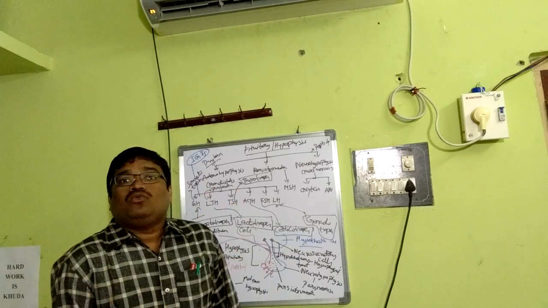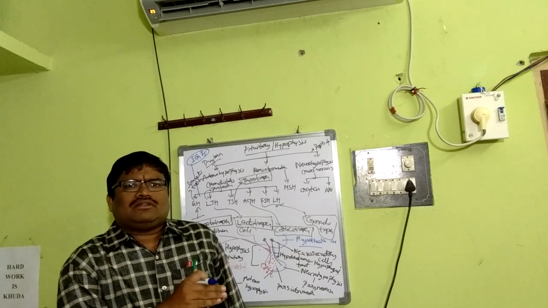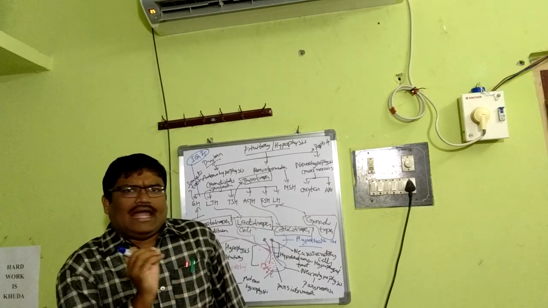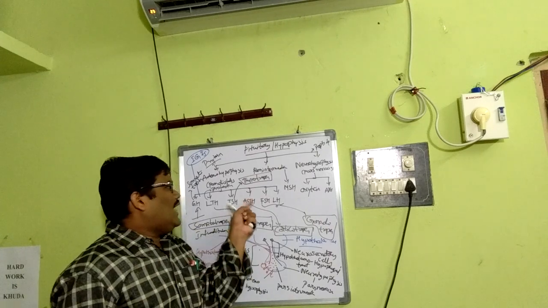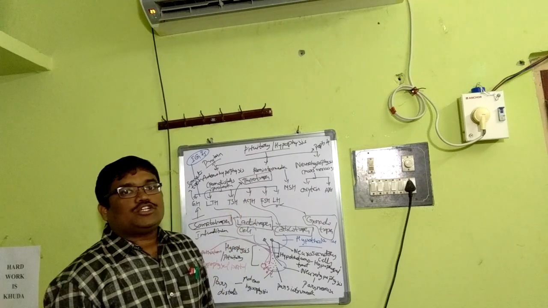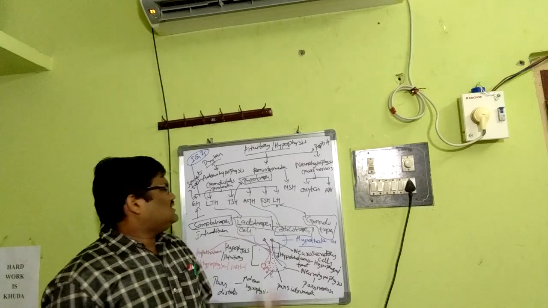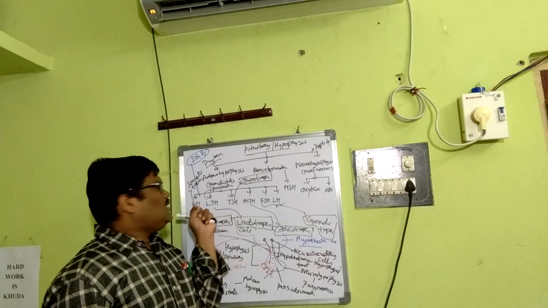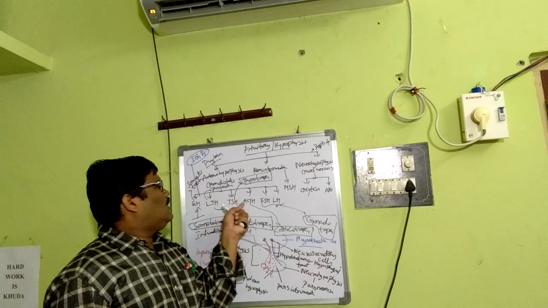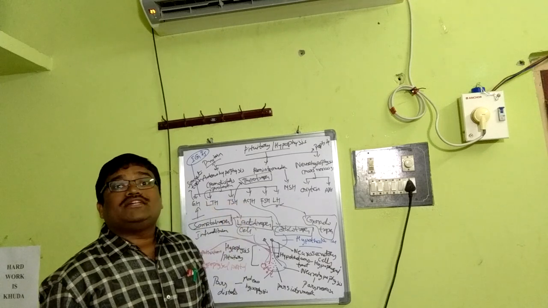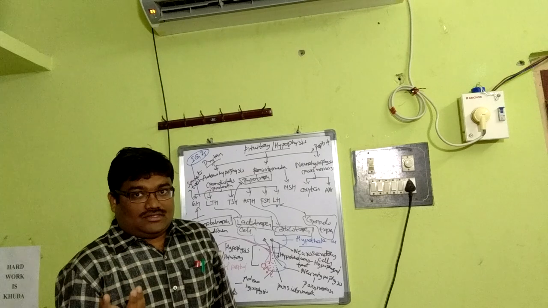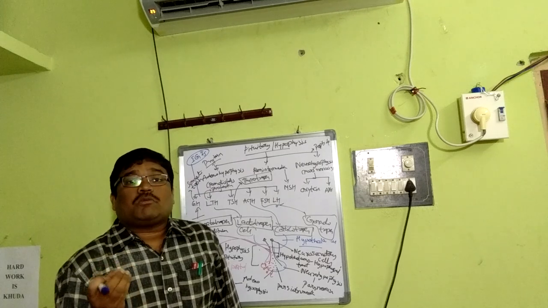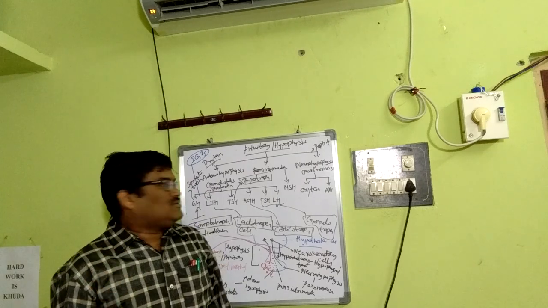Then thyroid stimulating hormone, what we call thyrotropin. They directly affect the thyroid gland to synthesize thyroxine. This is very important. Then adrenocorticotropic hormone, ACTH, corticotropin. They stimulate the adrenal cortex to synthesize glucocorticoids, which are essential hormones for carbohydrate metabolism.